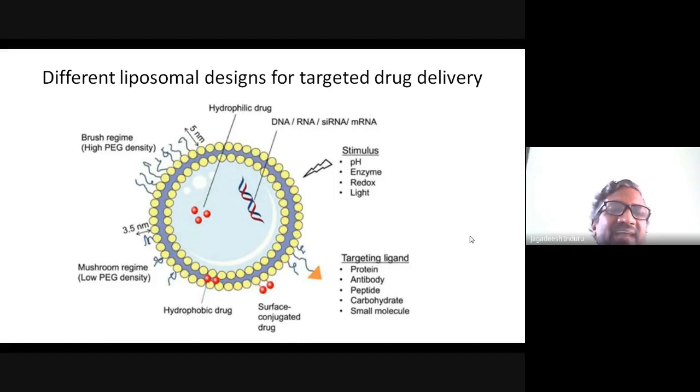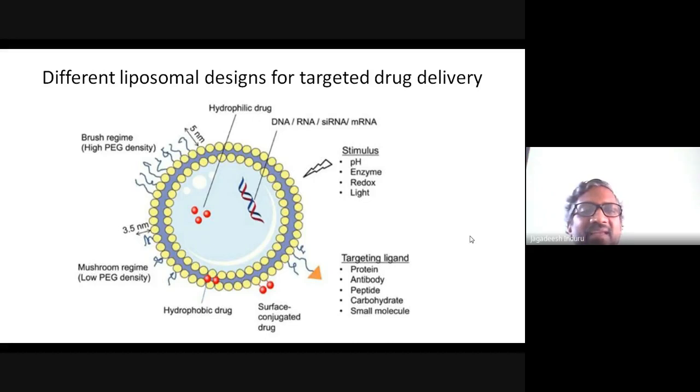Generally, the high PEG density has a longer length, around 5 nanometers. Most of the time, these liposomes are in the size range of 20 to 100 nanometers, depending on the case, and most of the time it is around 20 nanometers in diameter. So you have a brush design with high polymer density and 5 nanometers thickness, whereas the mushroom design has a low polymer density with 3.5 nanometers thickness around them. This creates a hydrophilic layer around the surface of these liposomes.